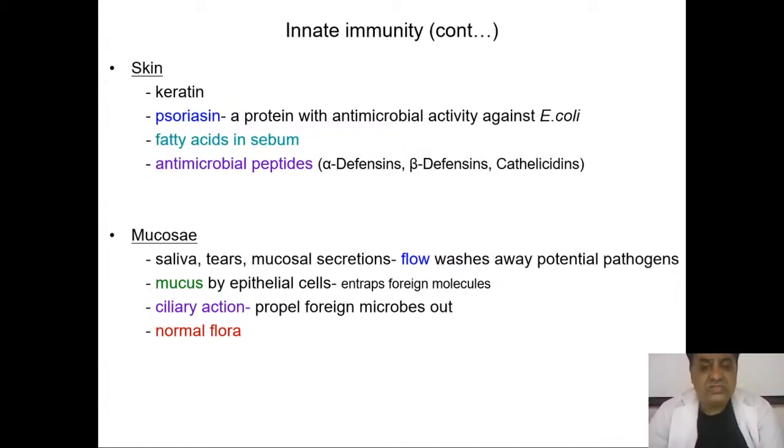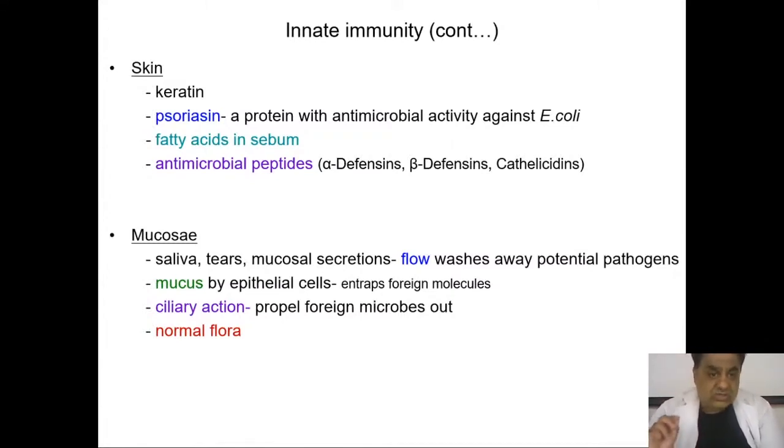reservoir of organisms which eat from whatever food we eat, and they in a way protect us. How does the normal flora protect us? Can you think? The normal flora keep the receptors of the mucosa occupied, so that when a pathogen comes, it has lesser chances of using its receptor to enter the human host. So the normal flora is a good thing.